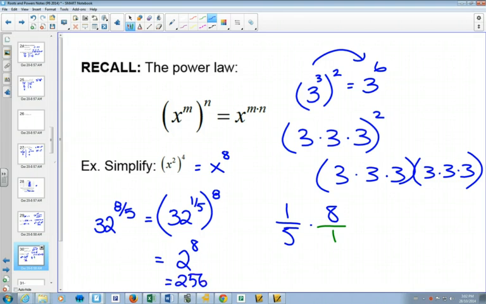128, and then you times that by 2. So 32 to the 8/5 is 256.